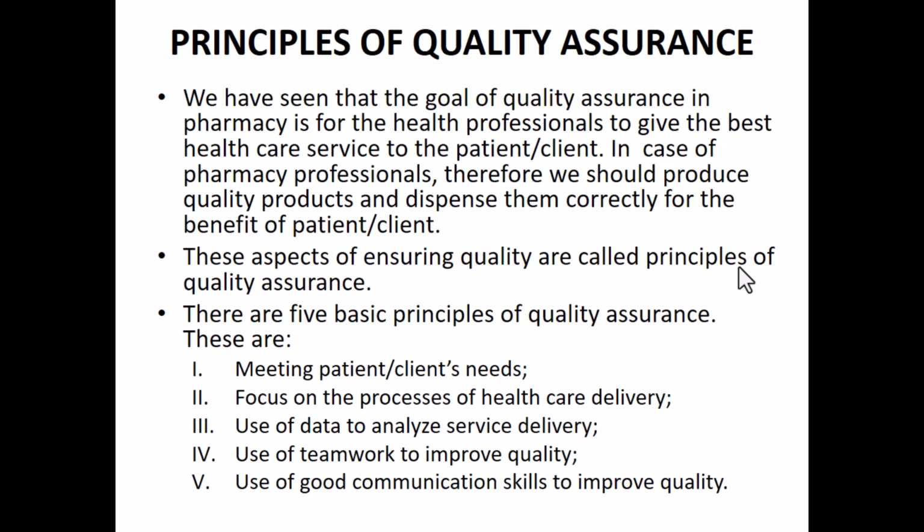So this aspect of ensuring quality is called the principles of quality assurance. There are basically 5 principles of quality assurance. The first of them is meeting the patient client needs. We are looking at meeting the needs of the patient. The second one is focusing on the processes of healthcare delivery. How are we delivering our services to the patient? Is it benefiting the patients anyway?